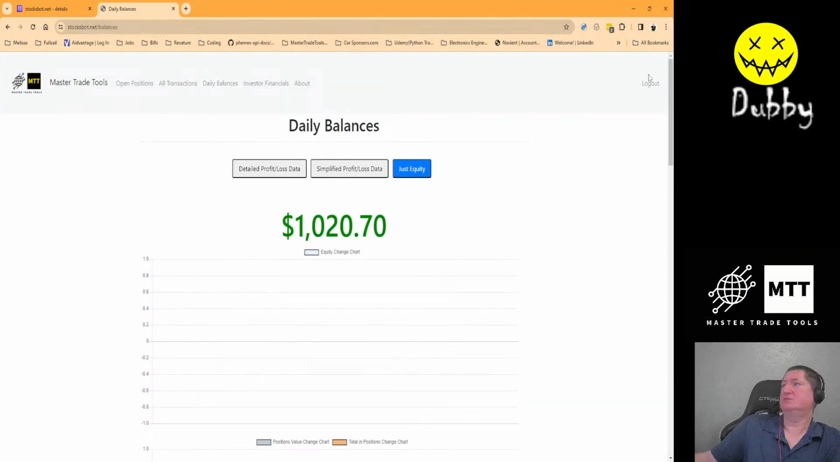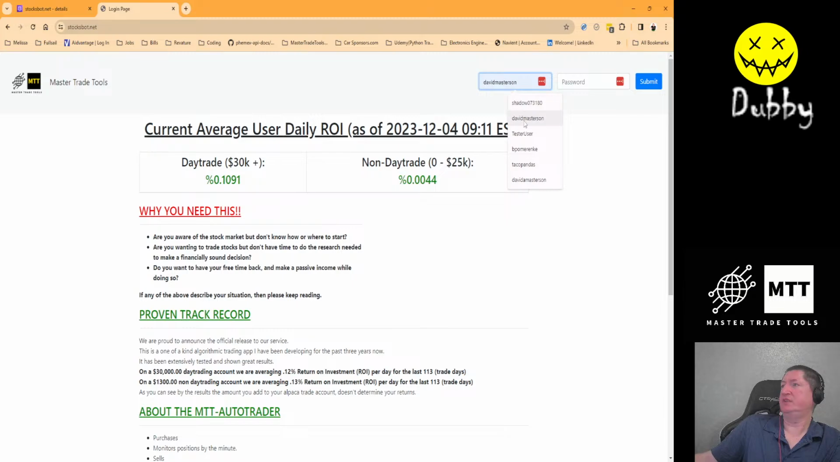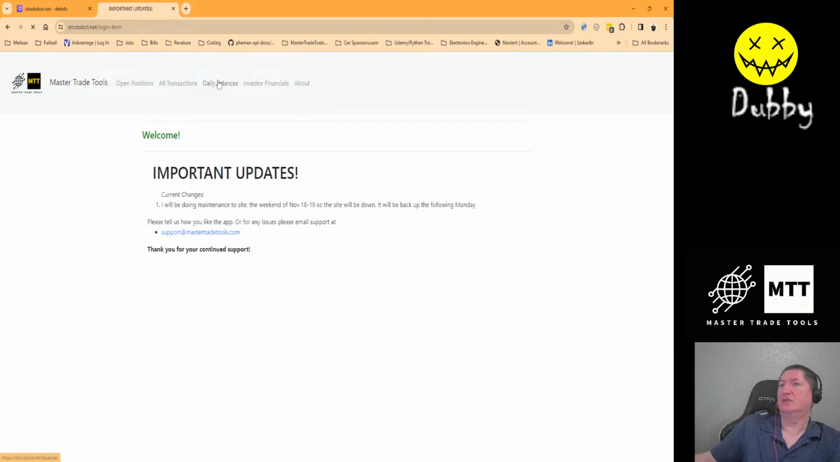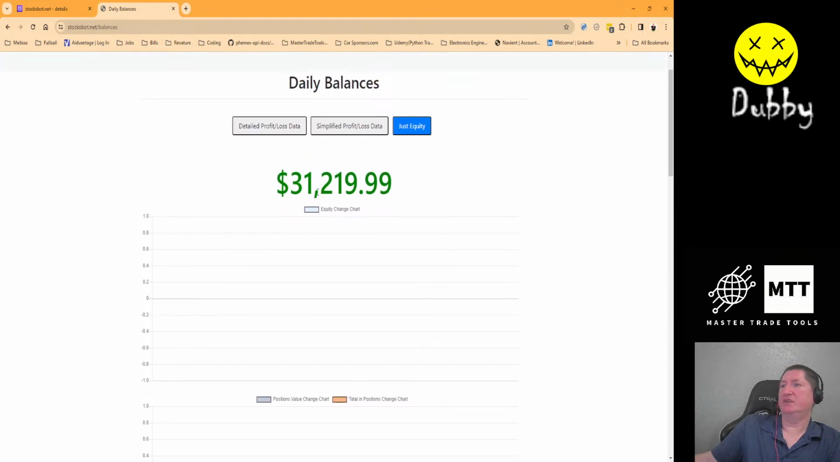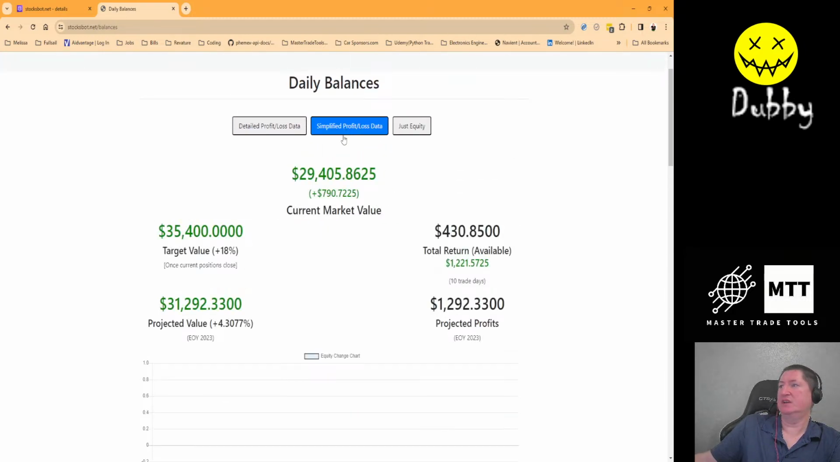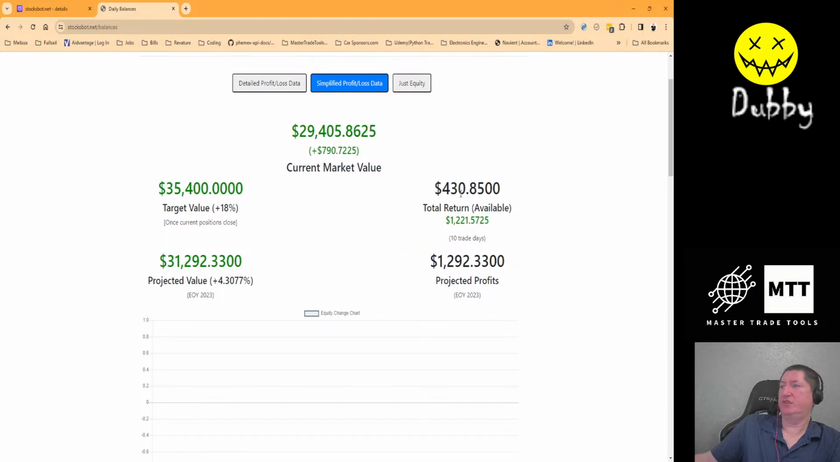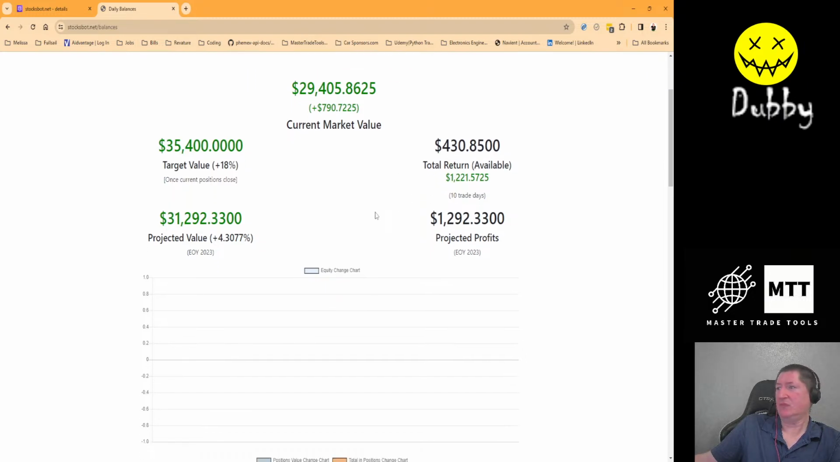So let's go ahead and log into our actual day trading account because that's the one that's been really active. All right, we're showing an unrealized profit of $1,219.99, a realized profit of $430.85, and a current projection ROI by January 1st of 2024 of 4.3%.